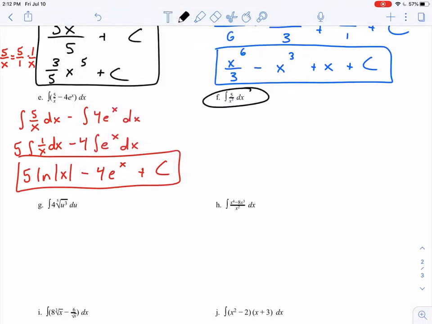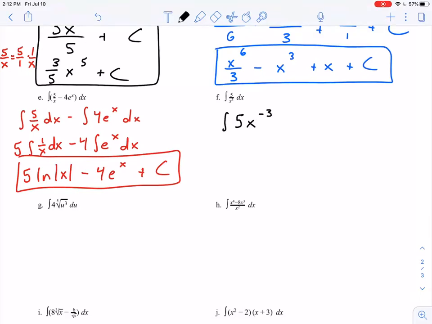Next up, I've got the indefinite integral of 5 over x cubed dx. And here is where I'm going to rewrite this. When you have any other power in your denominator other than 1, so if you have 5 over x squared, 5 over x cubed, we're going to need to do the same thing that we did when we took derivatives. We're going to want to rewrite this with a negative exponent.